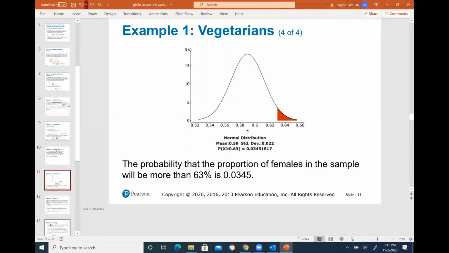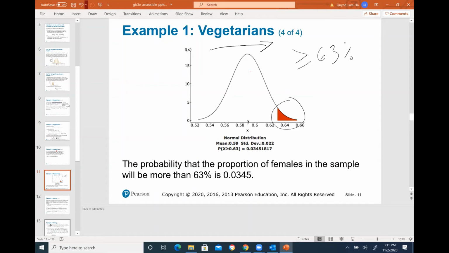Yes, so this is the picture describing that we are looking for the probability right here, on the right side, because they're talking about more than, which means the right side. More than 63% means the right side. Because 50% is in the middle, right? 50% will be on the left and the right side. You count from the left to the right side, probability will be increasing. So that's why 63% will be around right here.